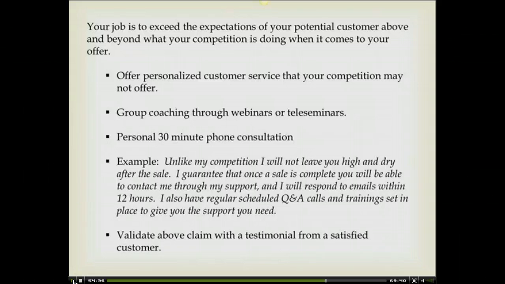Validate that with a testimonial from somebody that is satisfied, that has attended your Q&A calls or has used your support desk and has given you a good recommendation or a good testimonial for you to be able to use at that place. So always back it up and validate it.